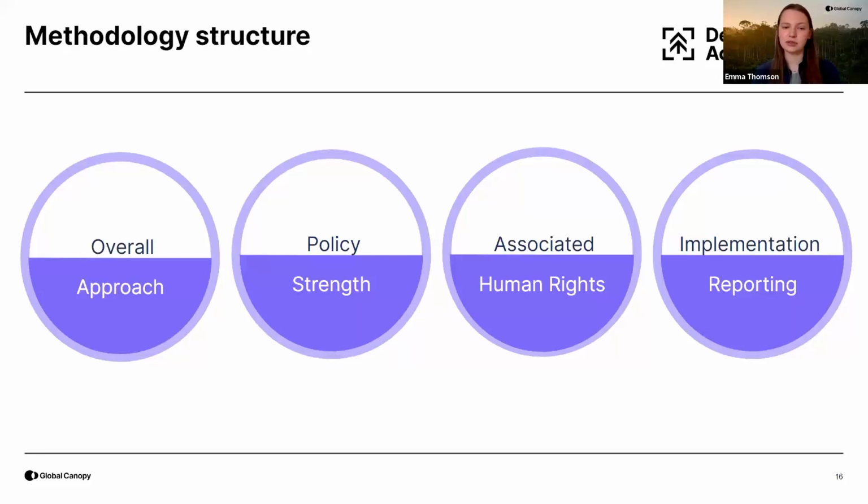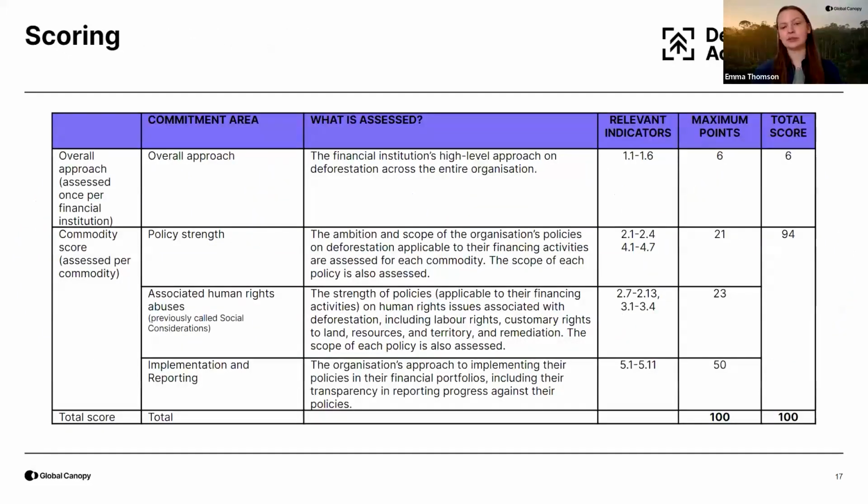We then have associated human rights abuses, which specifically looks at policies you have in place that require your clients or holdings to act on the key human rights abuses most associated with deforestation. And then finally, implementation and reporting, which looks at those policies and looks at the processes that are in place to implement those policies and any reporting that has been made to show the progress being made towards those commitments. Next slide, please.